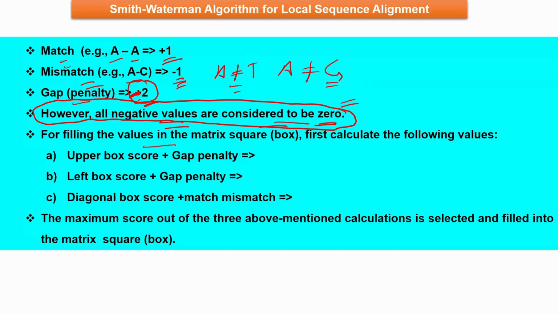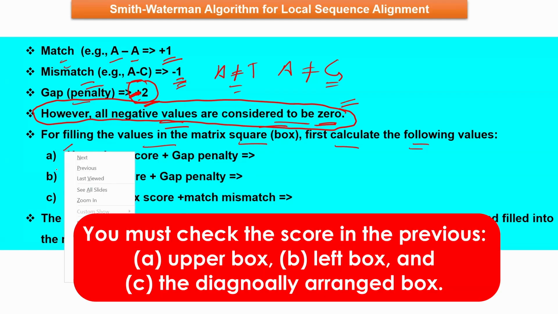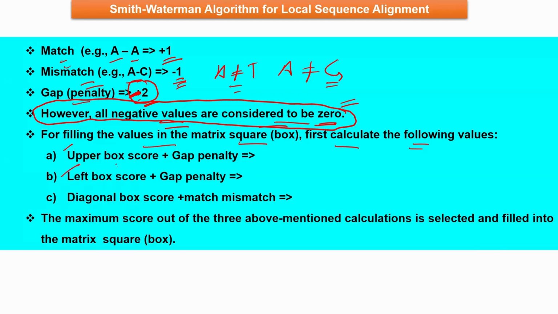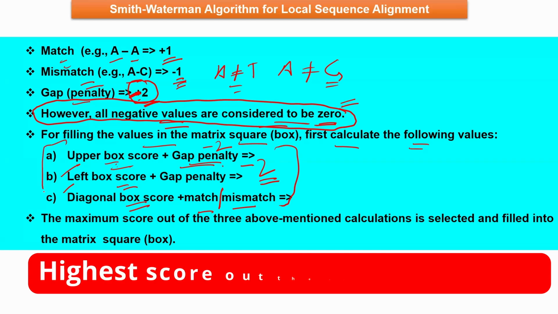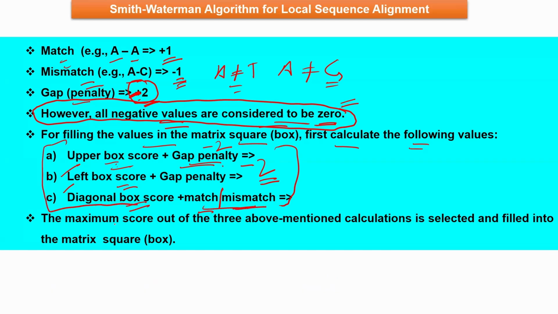For filling the values in the matrix square or box, we first calculate the following values. The score in the subsequent box is based upon these three scores. That is, what is the score in the upper box, what is the score in the left box, and what is the score in the diagonal box. So to the upper box score, a gap penalty of -2 is added. Likewise, for the left box score, a gap penalty of -2 is added, and for the diagonal box score, a score based upon match or mismatch is provided in the subsequent box. So the maximum score acquired after these three steps of scoring is added here. We'll see in the very next slide how this calculation is performed.